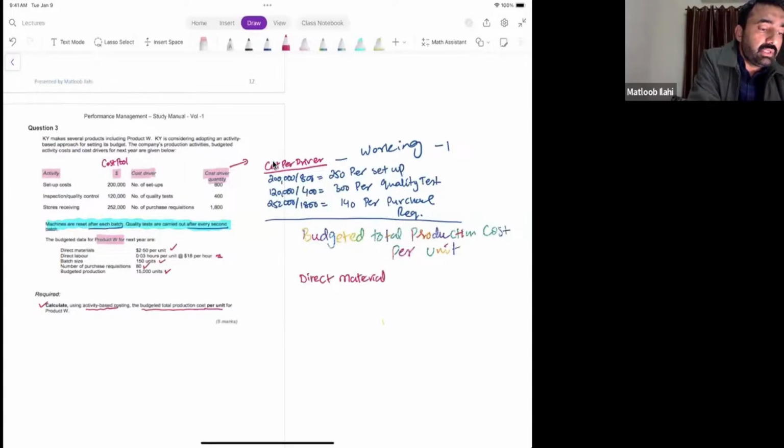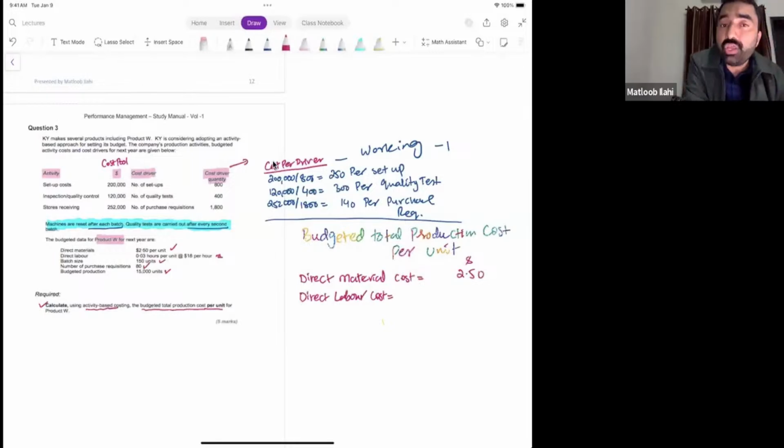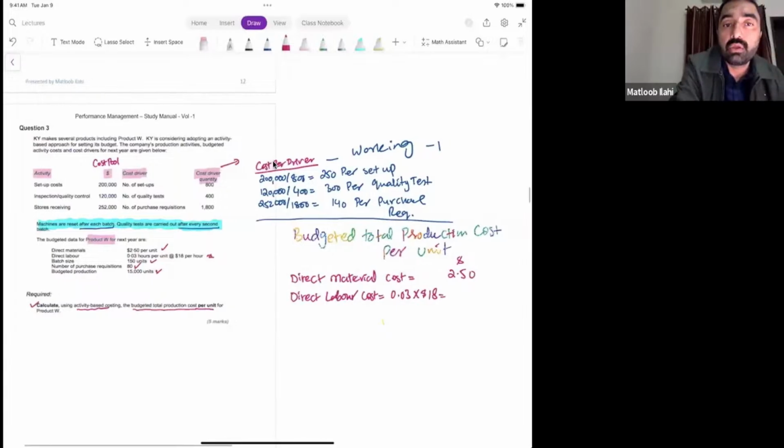So first of all, this is direct material cost. Direct material cost is 2.50 per unit. Next, direct labor cost. 0.03 hours are required, so 0.03 multiplied by the hourly rate of 18. How much is it? Please calculate quickly.